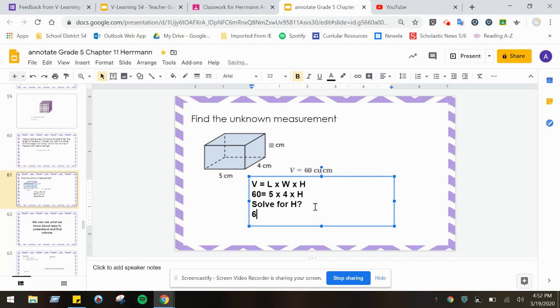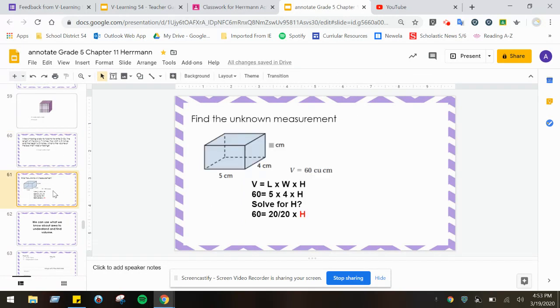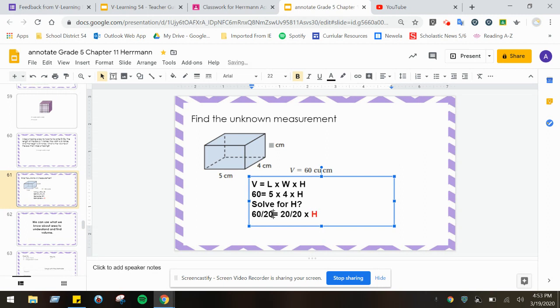So what I'm going to do is I'm going to do 60 equals, what is 5 times 4? Good, 20. And then I still have my h. Okay, so I just combine these together. Now what can I do? I need to get this h by itself. Okay, so what do I need to do? You're right, I'm going to divide my 20 on both sides. Okay, so if I divide by 20 on this side, and I divide by 20 on this side.